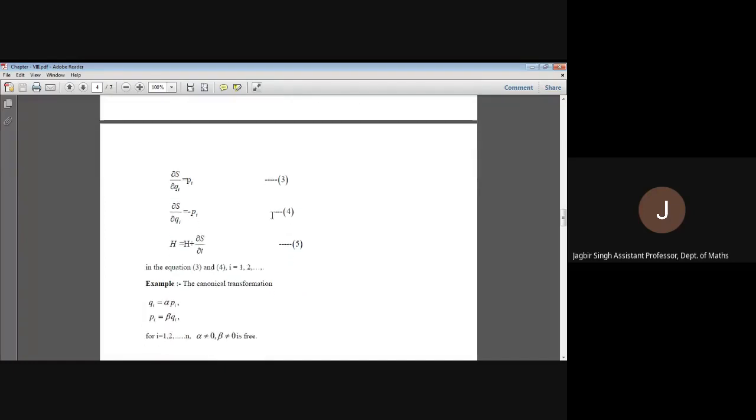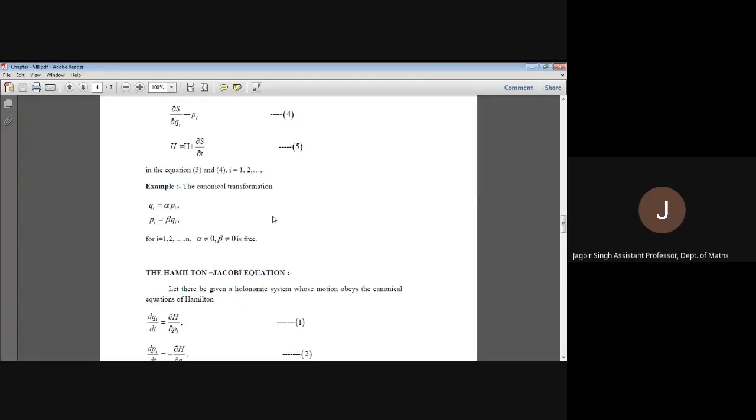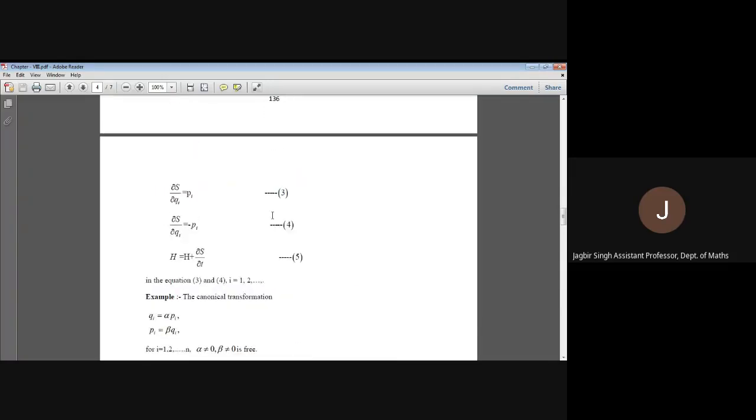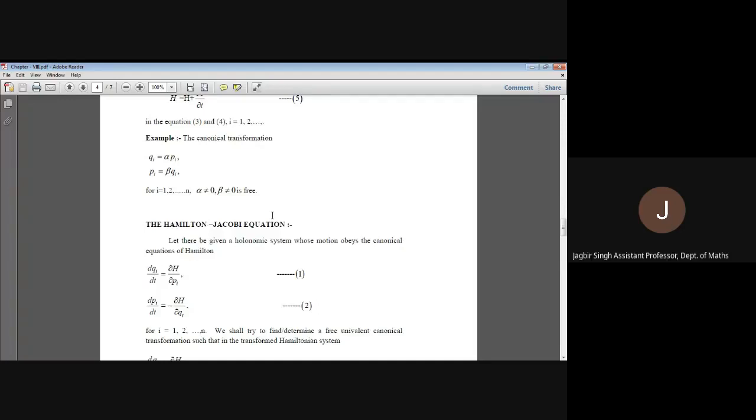Okay, one more example is there for canonical transformation, and it is free also. Now let's obtain the Hamilton-Jacobi equation. Basically, we are not going to obtain a new equation. Rather, the equations obtained in 3, 4, 5 are known as Hamilton-Jacobi equations. It is again discussed that a holonomic system is given whose motion obeys the canonical equations of Hamilton.